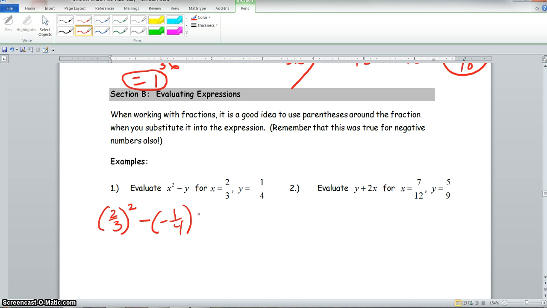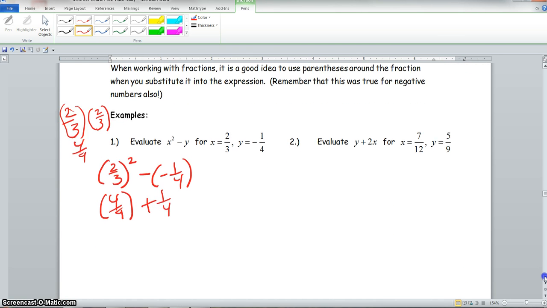Now, we cannot do anything inside those parentheses, so we look on the outside of them. This parenthesis is squared, so we know this is the same as saying 2/3 times 2/3. 2 times 2 is 4, and 3 times 3 is 9. So 2/3 parentheses squared is the same as 4/9. Now we have minus a negative 1/4. We know the opposite of a negative 1/4 is a positive 1/4.